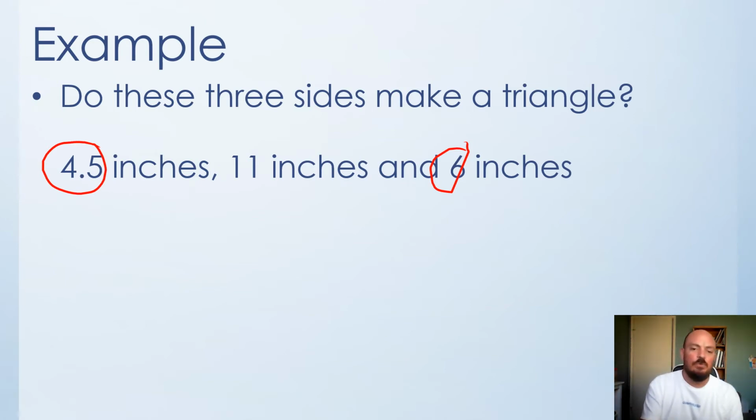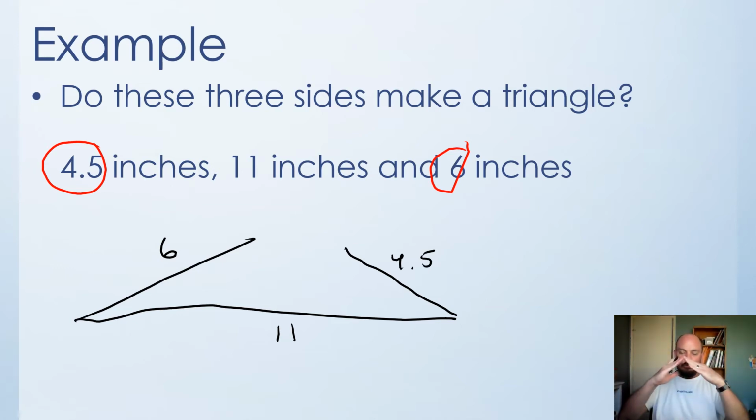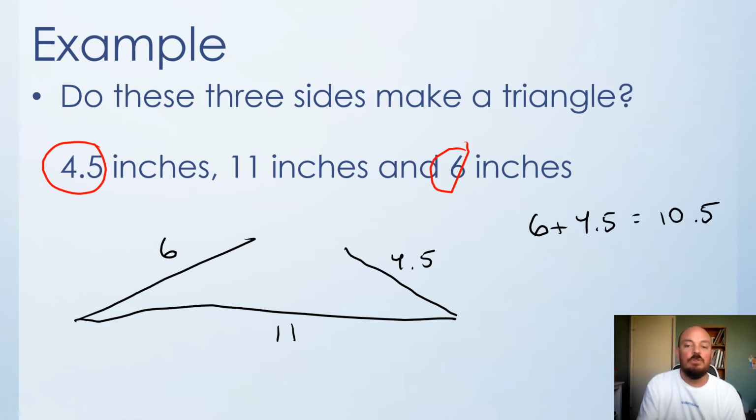You don't really need a picture for this, but just to show you what I'm thinking, if I do the 11 across the bottom here, and I have the 6 over here, and the 4.5 over here, then are they long enough to reach? To be long enough to reach, they have to add up to bigger than 11, and they actually don't. 6 plus 4.5 is 10.5. So they're not long enough to reach. Even if you laid them down flat, there would still be a half inch between them. They're not going to reach and form a triangle. So the answer to the question is no.